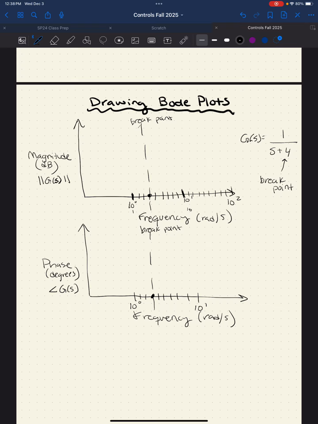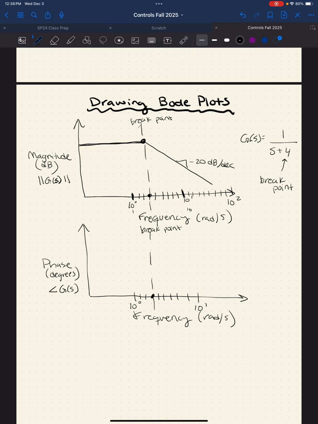So the magnitude plot for a single pole is going to have the same basic shape. It's just going to be shifted up and down or left to right. The same basic shape is always going to be that it starts out flat, and then at the break point, it will start going down at minus 20 decibels per decade. As I said in class, that's a constant. It's always going to do that for a single pole.